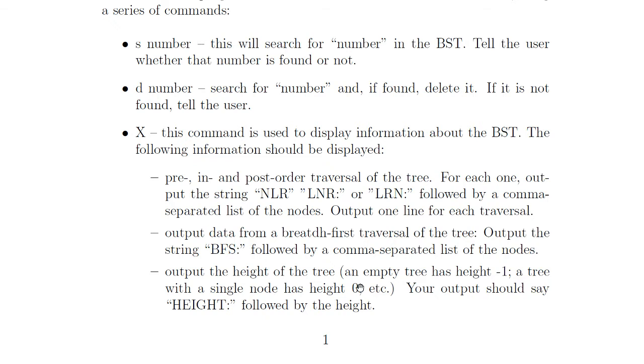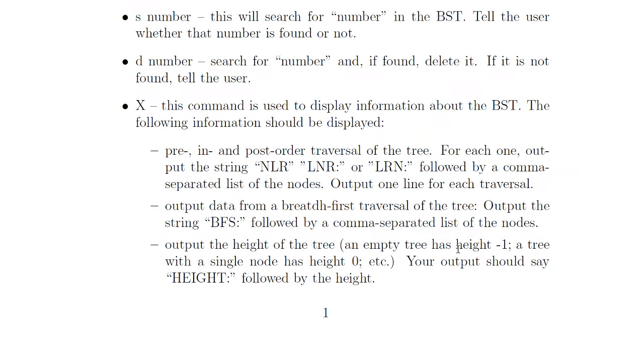And then tell me what the height of the tree is. So remember, an empty tree, if the root is null, has a height of -1. A tree with just a root has a height of 0. And there's a recursive definition for height. It's 1 plus the maximum height of the left and right subtrees. So put together a height function and call it and print out what the height is. So height, colon, followed by the height.